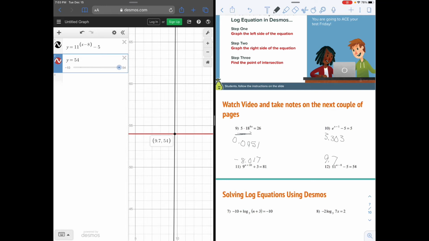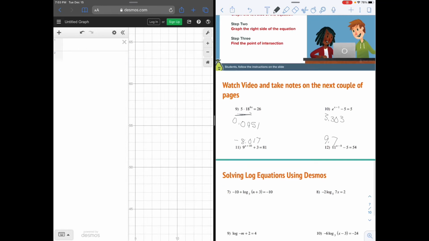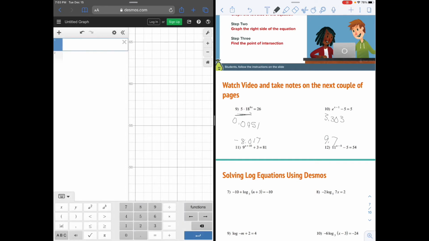Now, how do we solve log equations? Basically the same thing. We're going to put the left side in y1, the right side in y2. But it's how to get the log that may be a little confusing. So we want to do negative 10 plus. Now, how do I write log base 11?